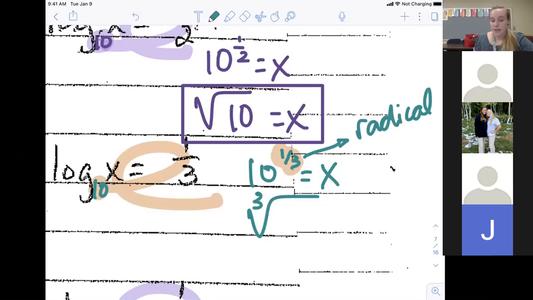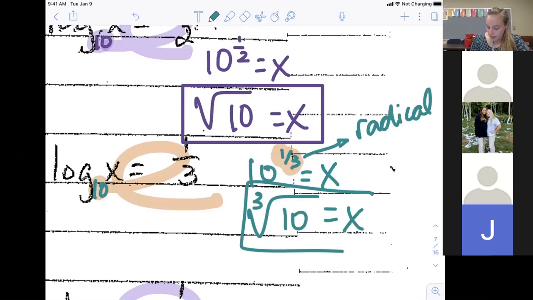I put the base on the inside, and then the numerator, which is 1 in this case, should go with my number. However, any number raised to the first power is just itself, so I don't need to rewrite that. That's redundant as well. So 10 to the 1/3 is the same thing as the cube root of 10.